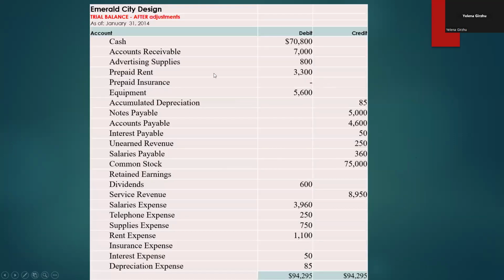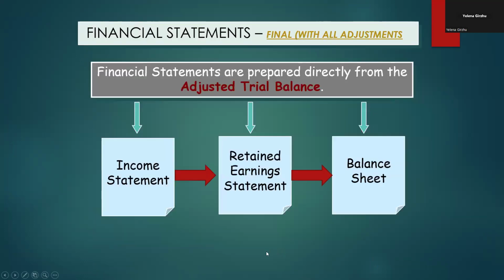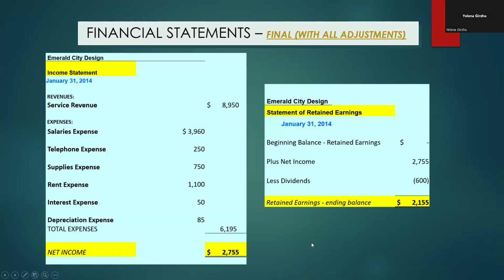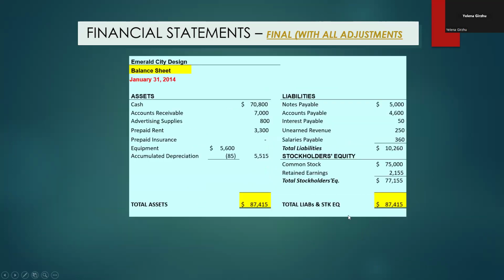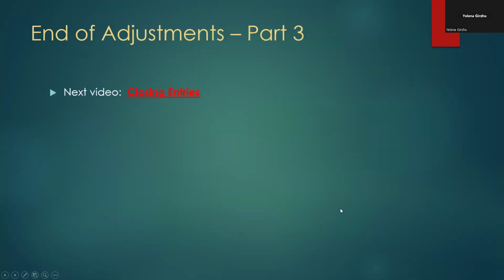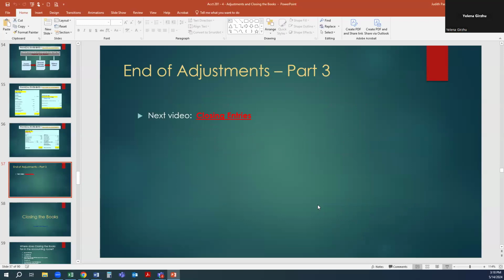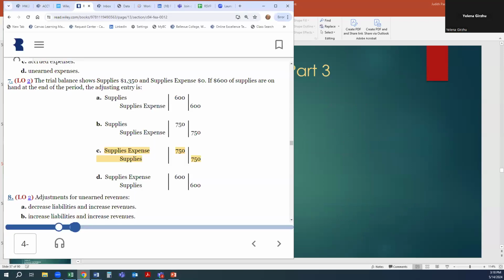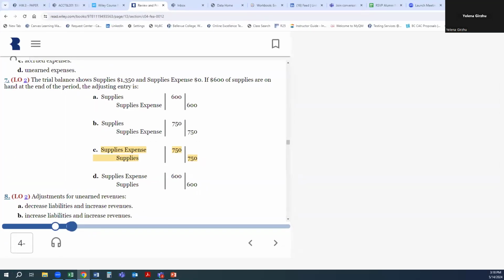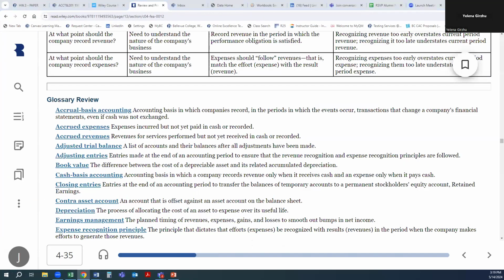So the final step is you run a new trial balance, and then note that the ending balances are different, but they do balance. And then you do the final income statement, retained earnings statement, and balance sheet. But I want to look at a summary of those. I'm trying to think if there's like a one-page summary. Let's just do that. And I want to make a point on that.